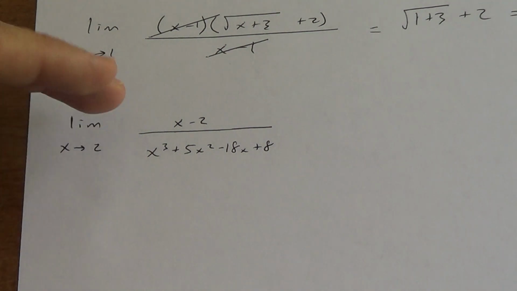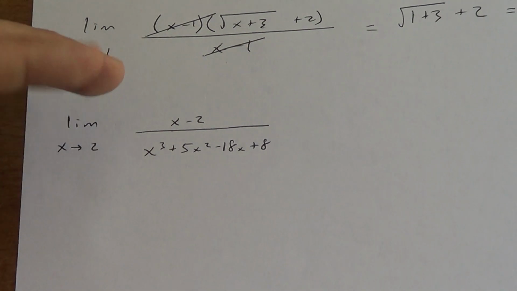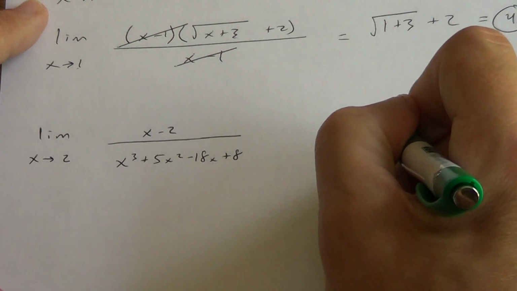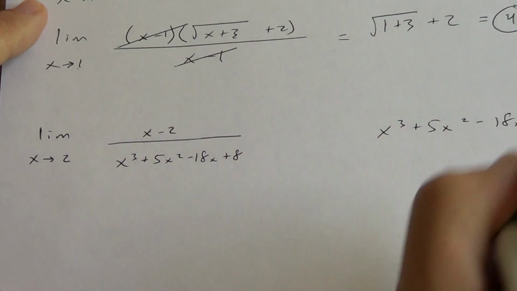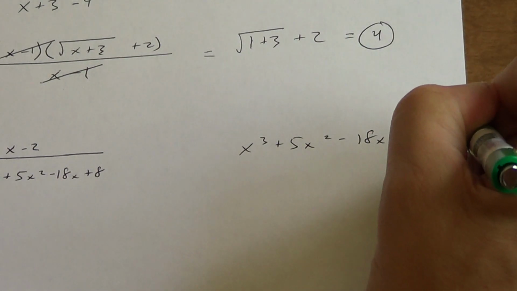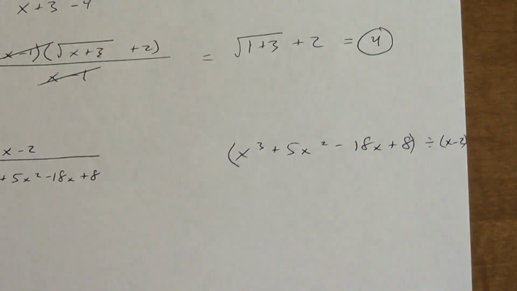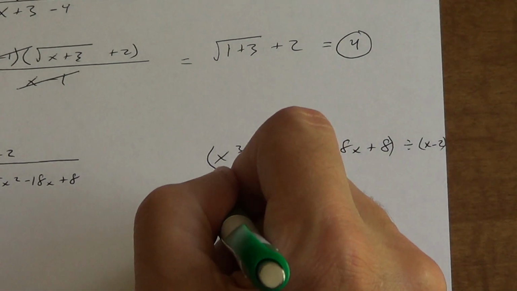Now, it's technically x minus 2 divided by x cubed plus 5x squared minus 18x plus 8, but I'm going to do the division the other way for just a second. I'm going to do x cubed plus 5x squared minus 18x plus 8 divided by x minus 2. Get a couple parentheses here so I know exactly where my division is. And we're going to do that using synthetic division. It makes things a lot easier.